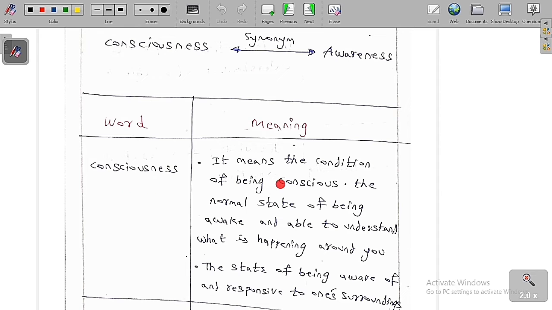Consciousness means the condition of being conscious, the normal state of being awake and able to understand what is happening around you, or the state of being aware of and responsive to one's surroundings. When you are conscious, you are awake, so you know what is happening beside you, and you know what you need to do at that instant, because you know everything which is happening around you. This is called consciousness.